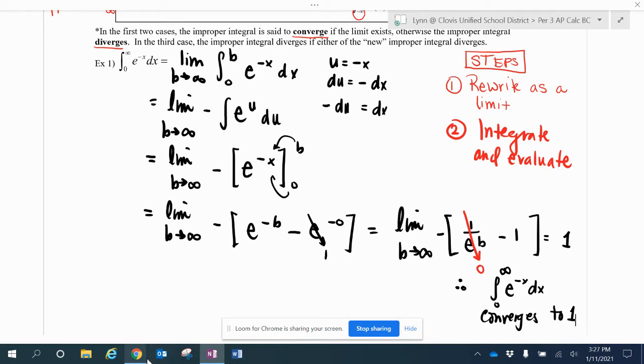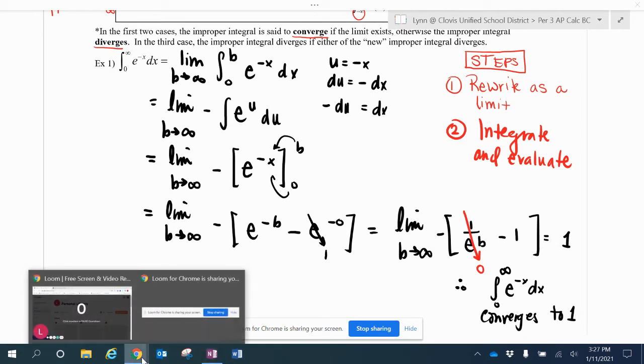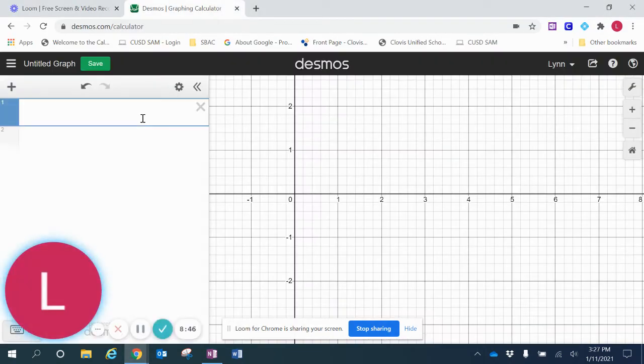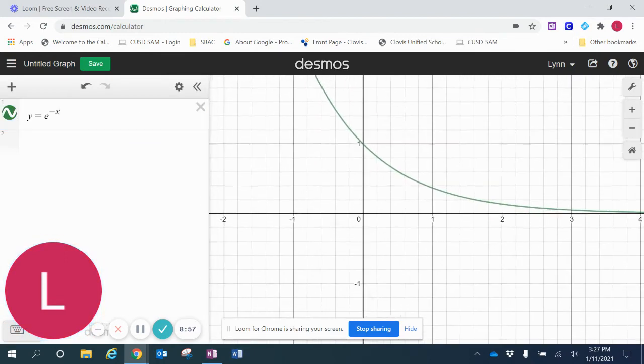So I'm going to go into Desmos. This is a good way for us to see what's happening here. What are we even looking for? First I'm going to start with just the equation that I was integrating, so I'm going to graph that first. That first one is e to the negative x. So that's what that one looks like, right?